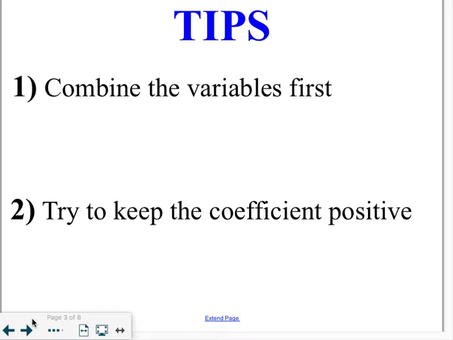First, you're going to want to try and combine those variables first. We're going to have variables on the left side and the right side of the equation. You're going to want to put all of your variables on one of the sides to start. And the other thing is to try and keep the coefficient, or the number in front of the variable, positive. These are not must-dos, but they are things that will be helpful for you as you go through the process of solving these types of problems.